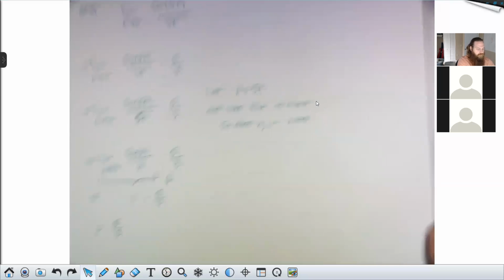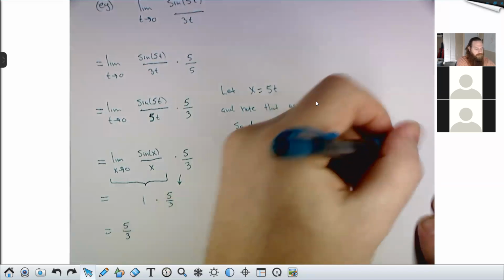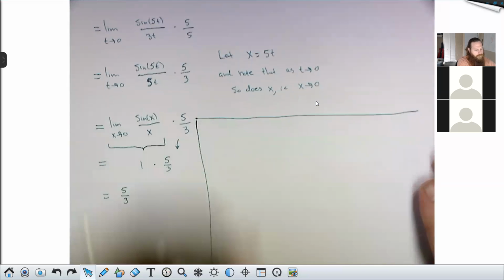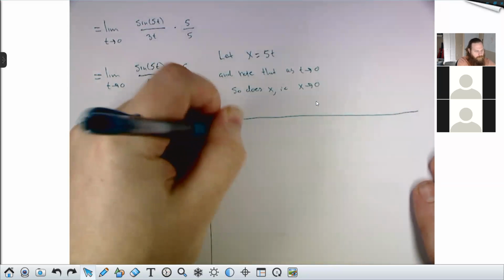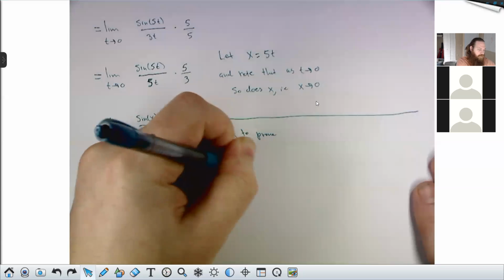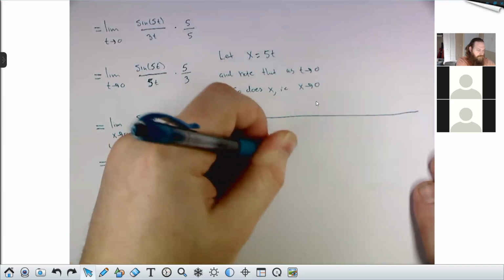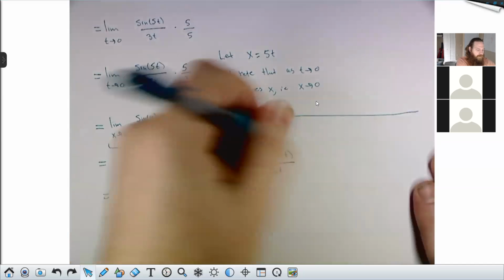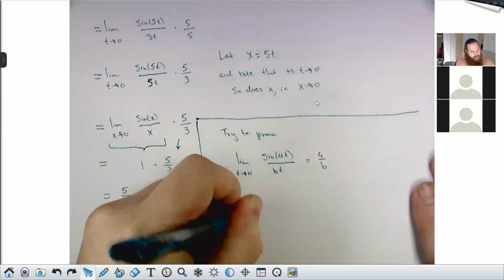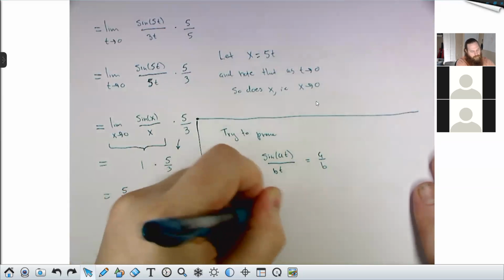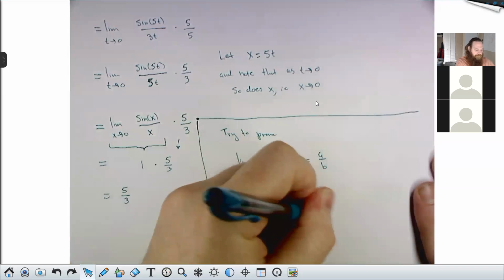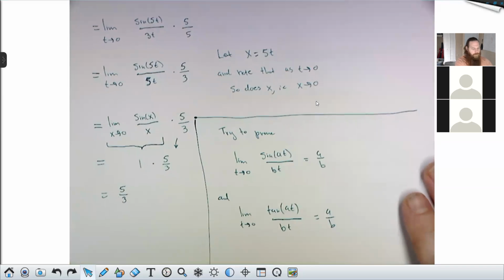If the sine were a tangent instead, I would break it up into sines and cosines. There is a little thing that you can discover here, and one of the themes of the problems I want to work today is sort of pattern recognition. So I would say try to prove that the limit as t goes to 0 of sine of at over bt is always going to be a over b. And similarly for tangent, the limit as t goes to 0 of tangent of at over bt also goes to a over b, using the same techniques discussed here.